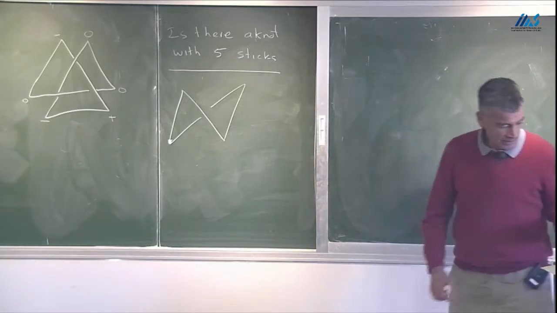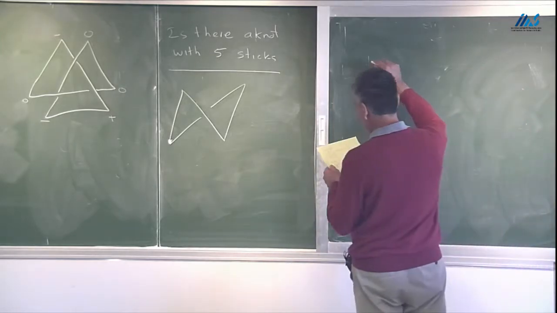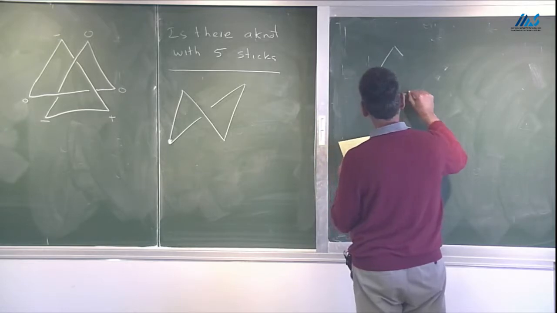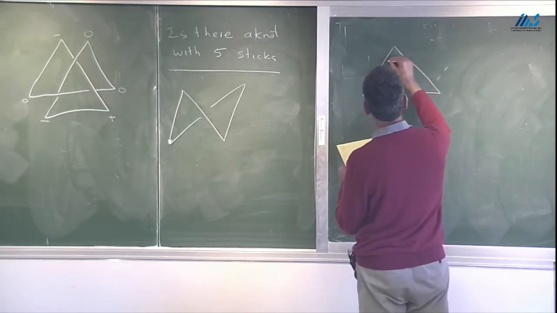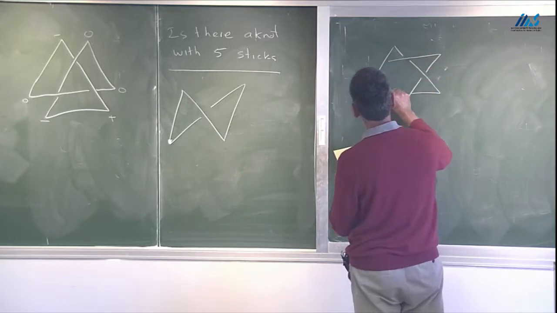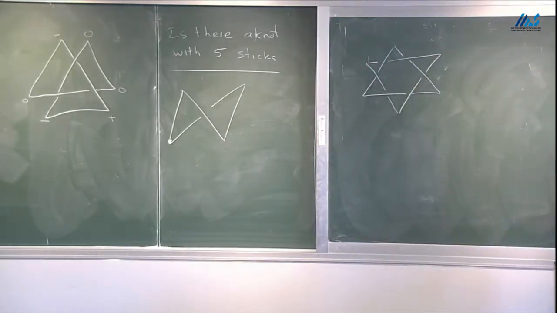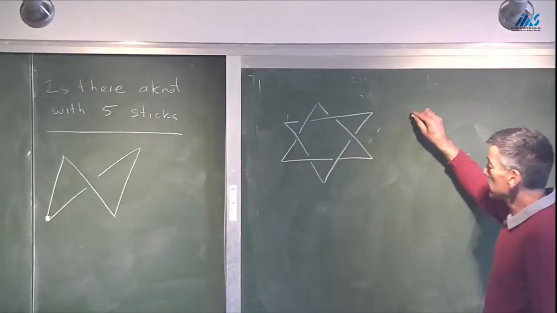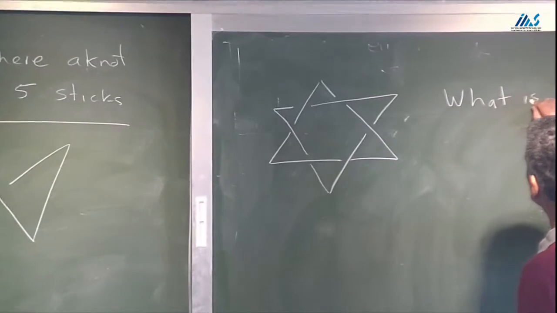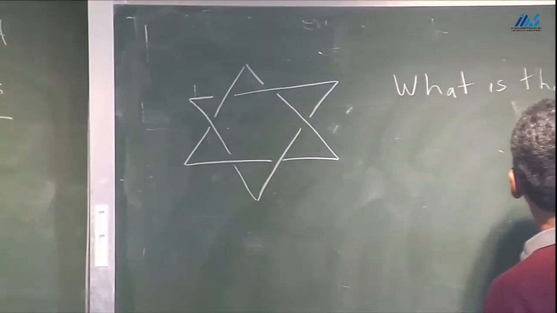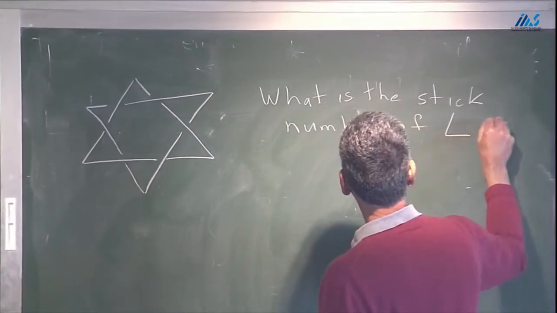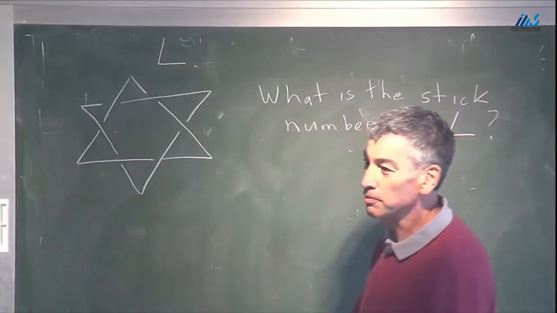Okay, so now we have a problem for the local people. There's a link with 2 components, which I've drawn with 6 straight segments. How many segments do you need to make this in R3? What is the stick number of this link? So now you're answering my question. Yes, in particular.